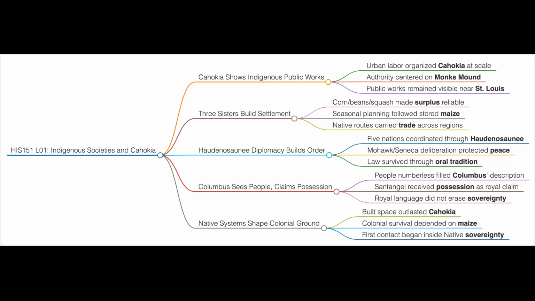Shell from the Gulf Coast, copper from the Great Lakes region, stone from distant quarries, and other goods moved across broad routes. Traders needed safe passage and reciprocal relationships. Exchange also moved stories, ritual forms, and political information. Regional networks made it possible for innovations in agriculture, craft, and diplomacy to circulate long before Atlantic empires entered the continent. Native societies varied across regions, yet they shared one large fact.